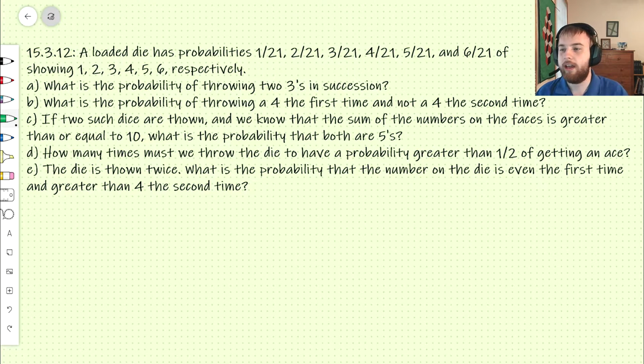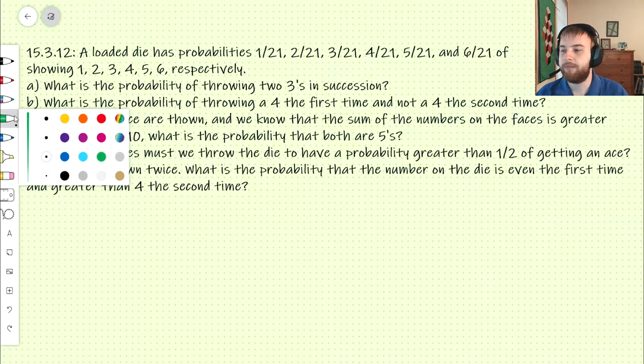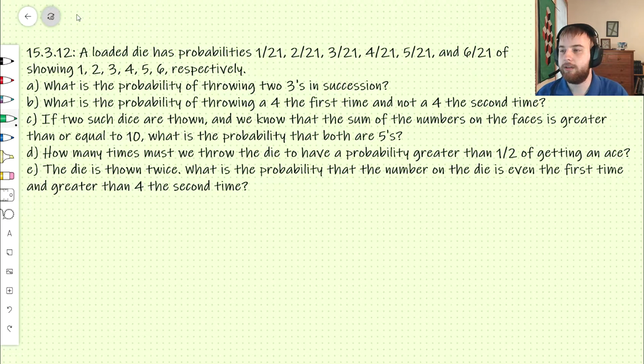Okay, so a loaded die has the probabilities 1 out of 21, 2 out of 21, 3 out of 21, 4 out of 21, 5 out of 21, and 6 out of 21 of showing 1, 2, 3, 4, 5, 6 respectively. So we'll go ahead and start out.